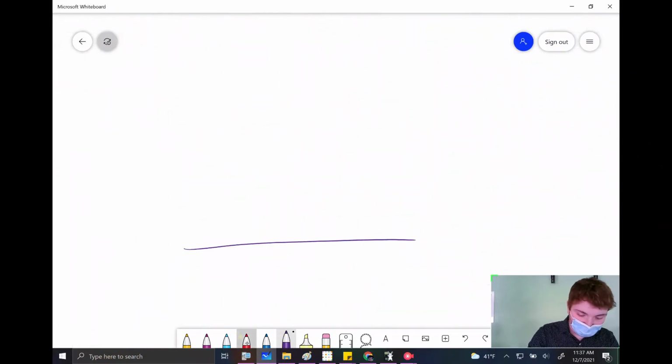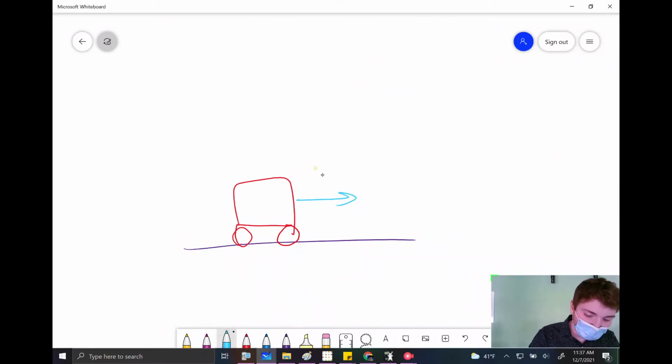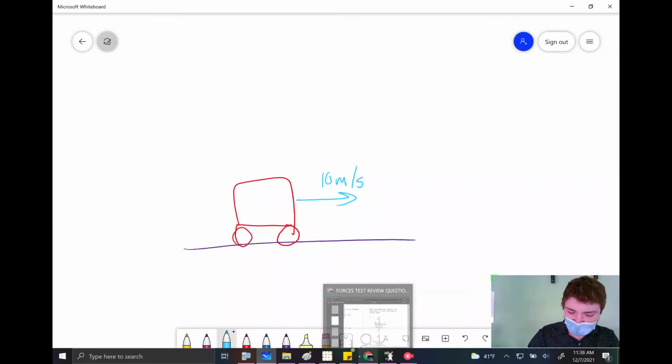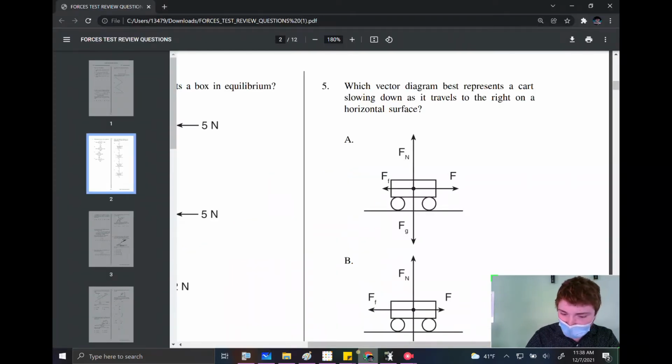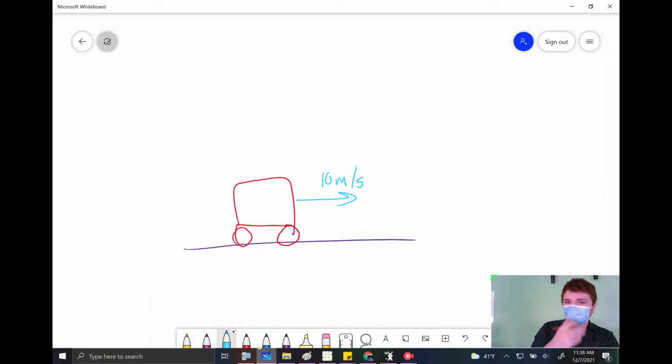Let me put it this way. Here we have the cart. And we say that this cart is going to the right. Let's say it's going to the right at 10 meters per second. Well, if I want to bring that thing down to rest, I believe that's what they're asking, right? Bringing it to rest? Oh, just slowing down. Okay, well, it still applies. We want to slow this thing down. What we're going to need to do is accelerate to the left, right?